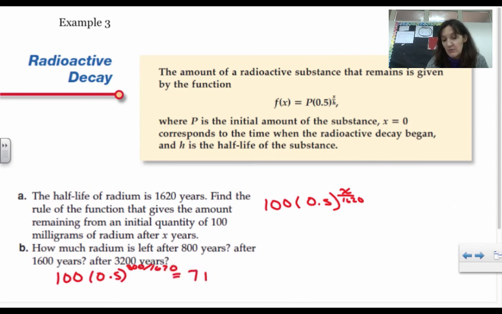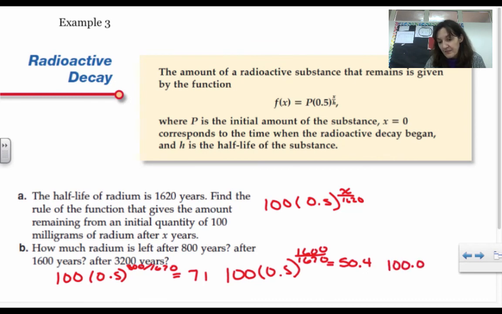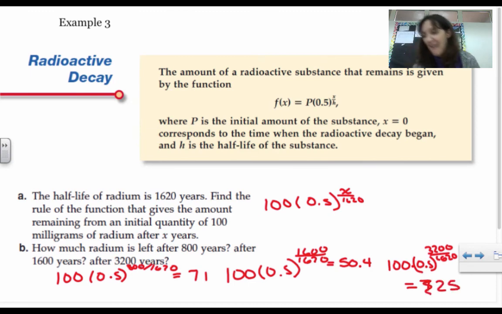This is actually really simple stuff if you use your formulas. The next one is 100 times 0.5 to the 1600 over 1620. Now this should be just about half. If I put it in my calculator, I get 50.4, so it's really close. The next one is 100 times 0.5 to the 3200 over 1620, which gives me, sorry, I messed up when I was saying it, 25.